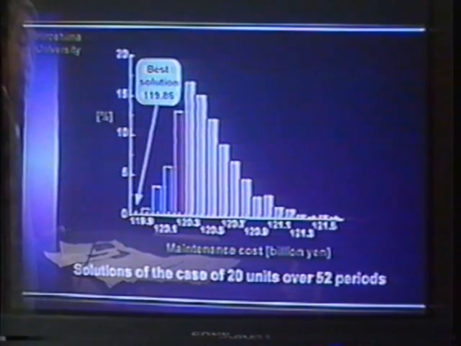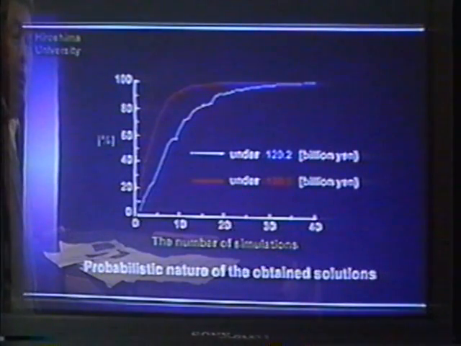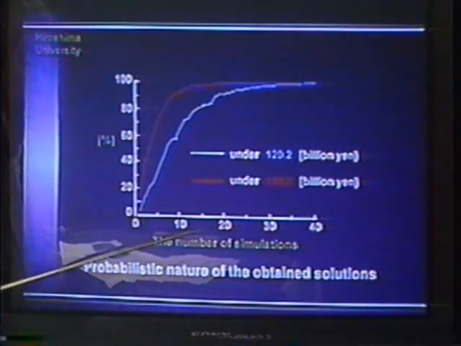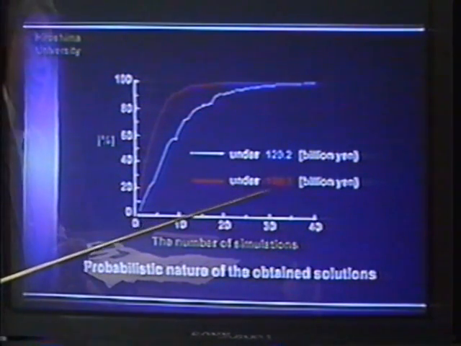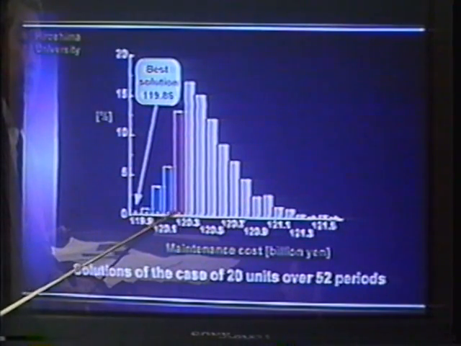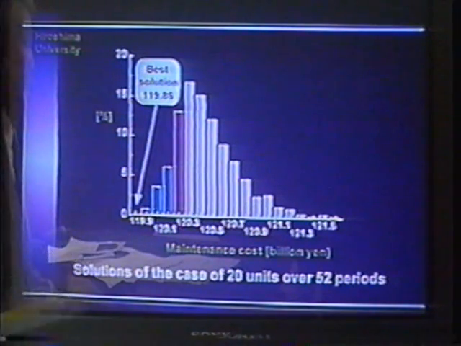And if we look at this histogram, we can't have any idea how to use the neural nets hopefully. And so this is the number of trials. Okay, this is the number of trials, and this red is under 120.3 billion yen, and that includes these solutions. Okay, if we exclude this one, it's the blue one.